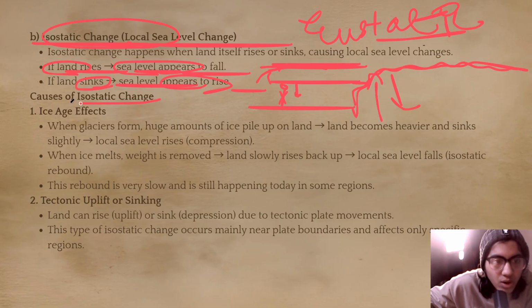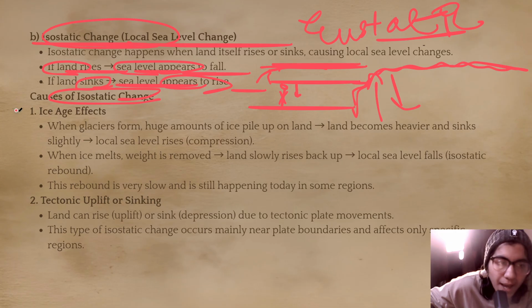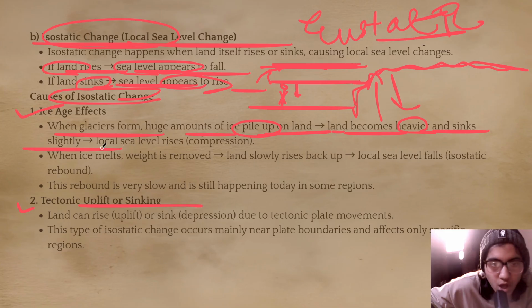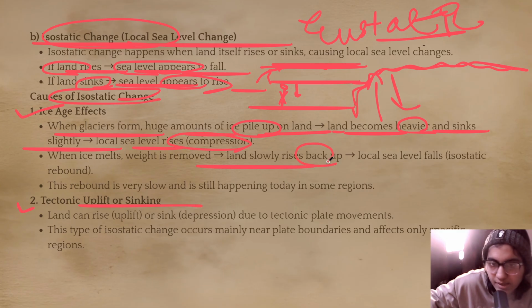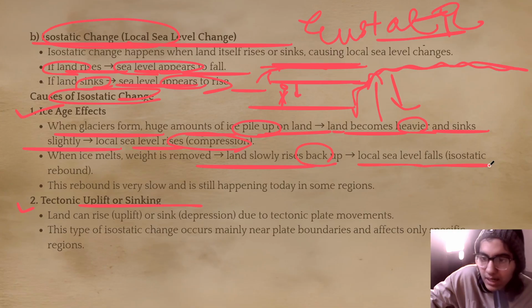So, causes of isostatic change: ice age effects and tectonic uplift or sinking. When glaciers form, a huge amount of ice piles up on land. The land becomes heavier and sinks slightly, and local sea level rises. When ice melts, the weight is removed, the land slowly rises back up, and local sea level falls.